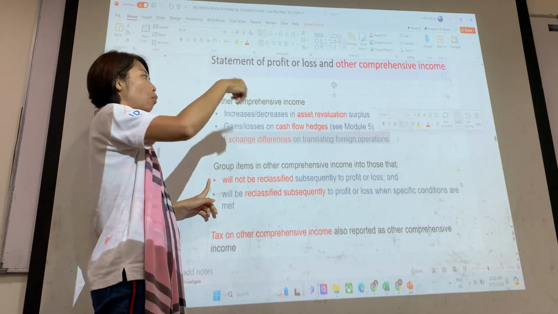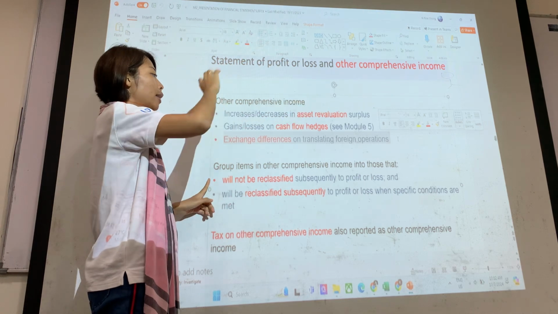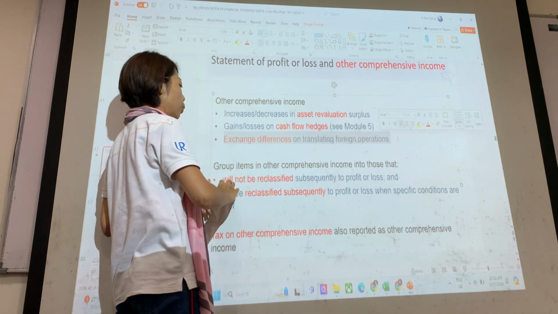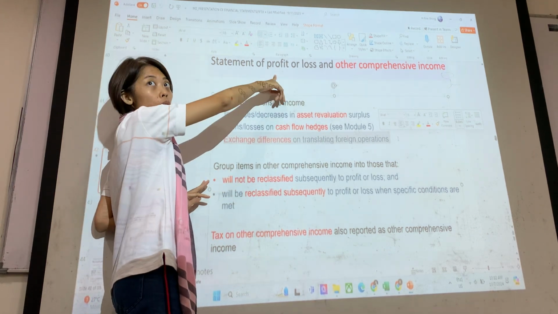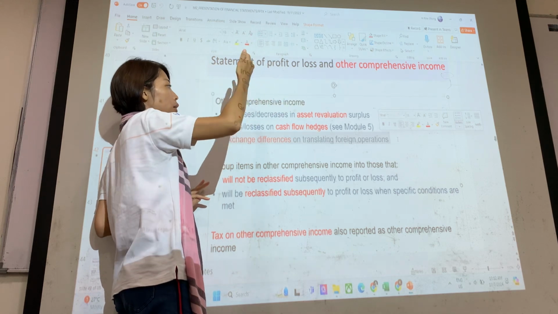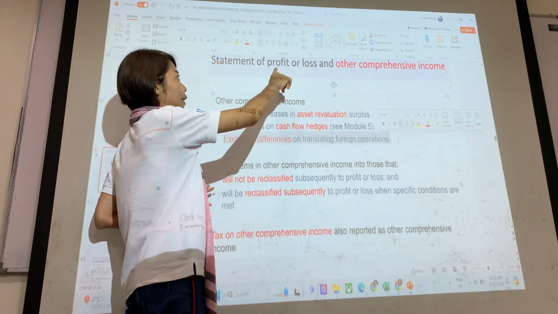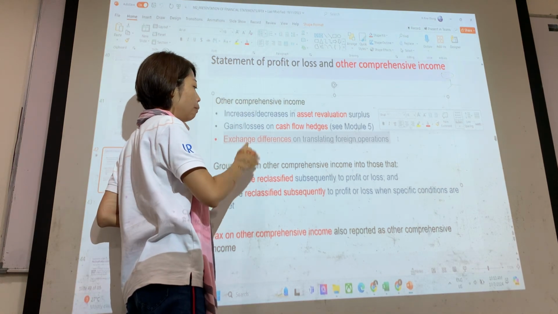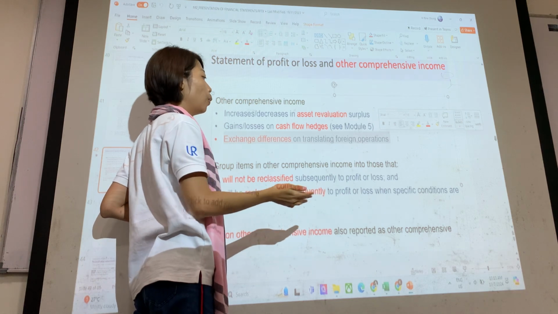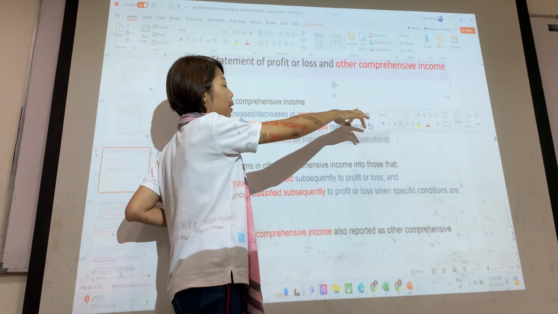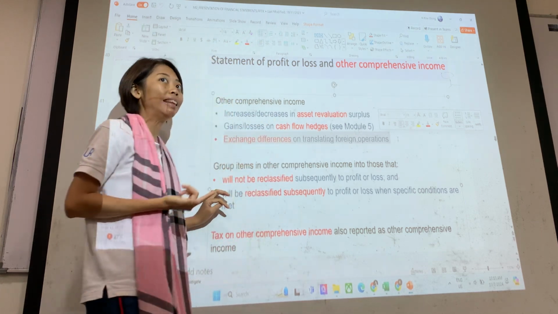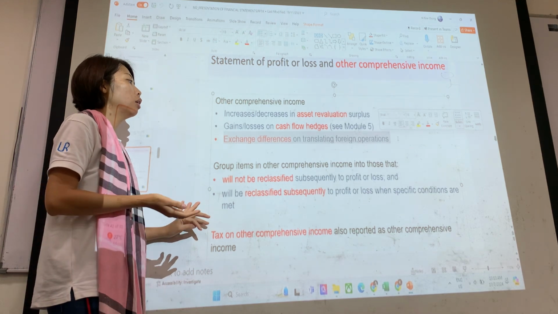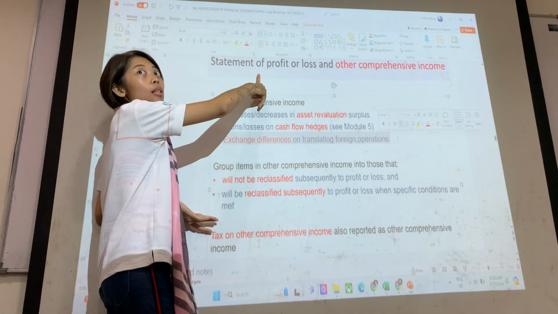You sell that piece of land one day in future, you derecognize the land, and your revaluation surplus balance will not be recycled up to profit or loss. You will not debit out your revaluation surplus and credit profit or loss, which would increase your net profit. You will not do that. That's called will not be reclassified subsequently. What you would do is derecognize your revaluation surplus, debit it out, but credit retained earnings, like what I told you a little bit that day. You will credit retained earnings. You will not make an impact on your profit or loss statement.